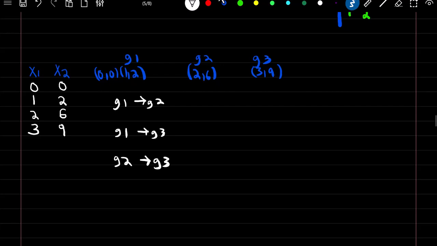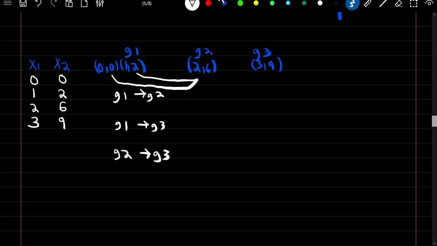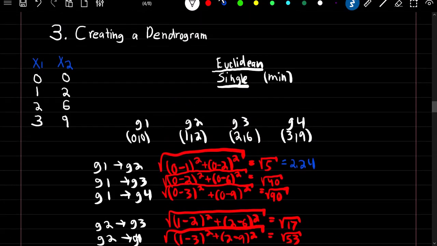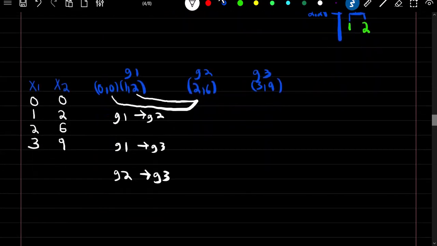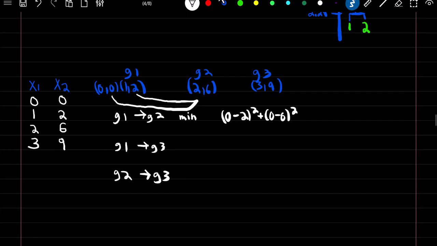So the first step, we'll find the Euclidean distances from group 1 to group 2. But notice now, group 1 has a group with more than one observation. So we have to find the Euclidean distance from 0, 0 to 2, 6, and from 1, 2 to 2, 6. And since the linkage function we're using is single, we're going to take the minimum of these 2 values. So first we'll find the Euclidean distance between these 2. So from 0 to 2 squared plus 0 minus 6 squared, square root.